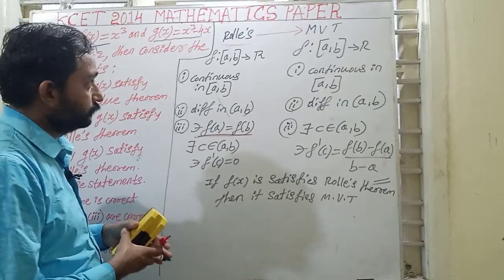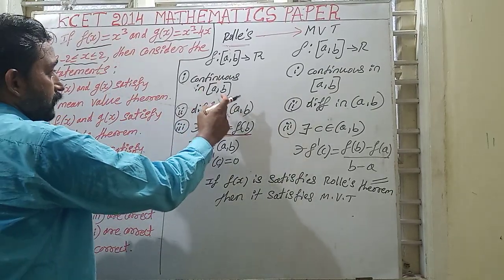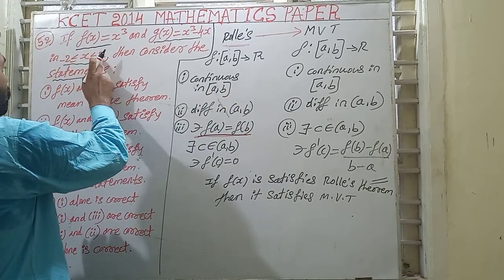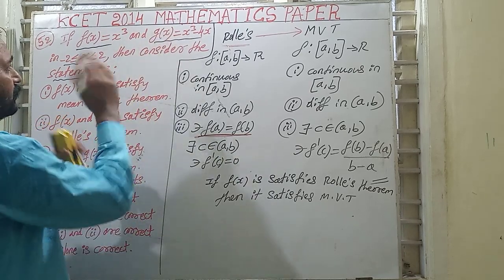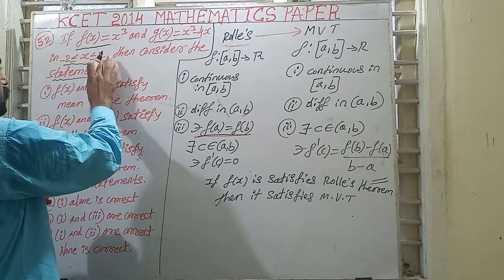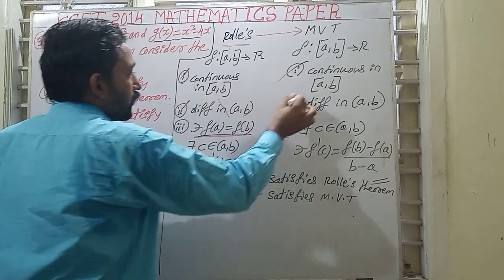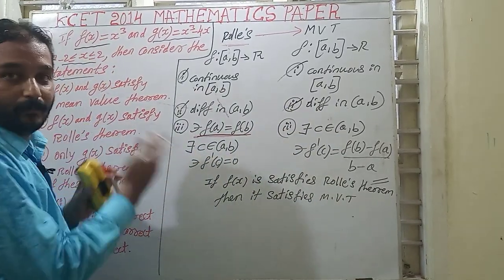But in this case, f of x is continuous in closed interval -2 to +2, because both are polynomial, and also differentiable in open interval -2 to +2, because both are polynomial. So both these two conditions are satisfied. Hence it is applicable for both Rolle's and mean value theorem.